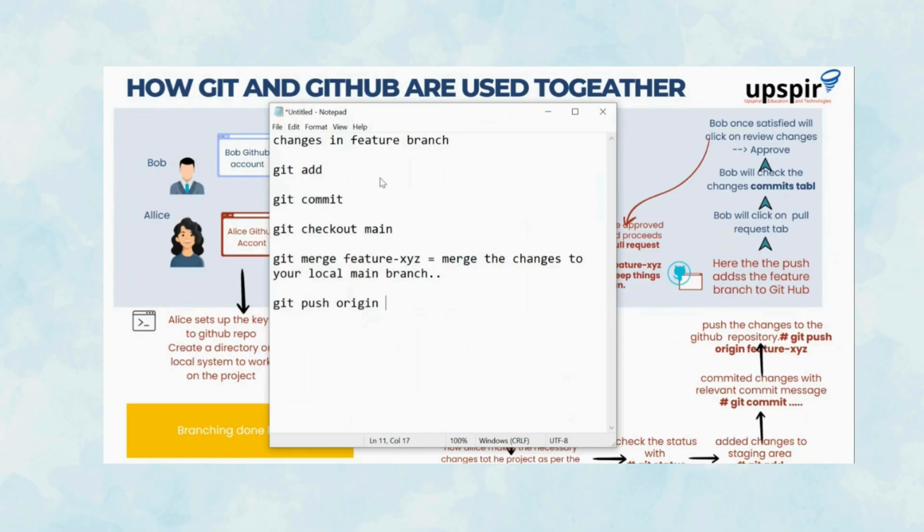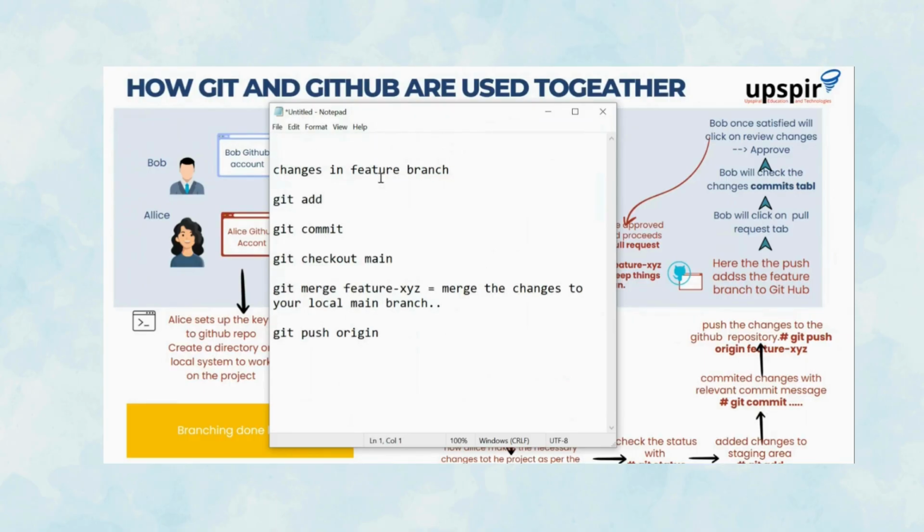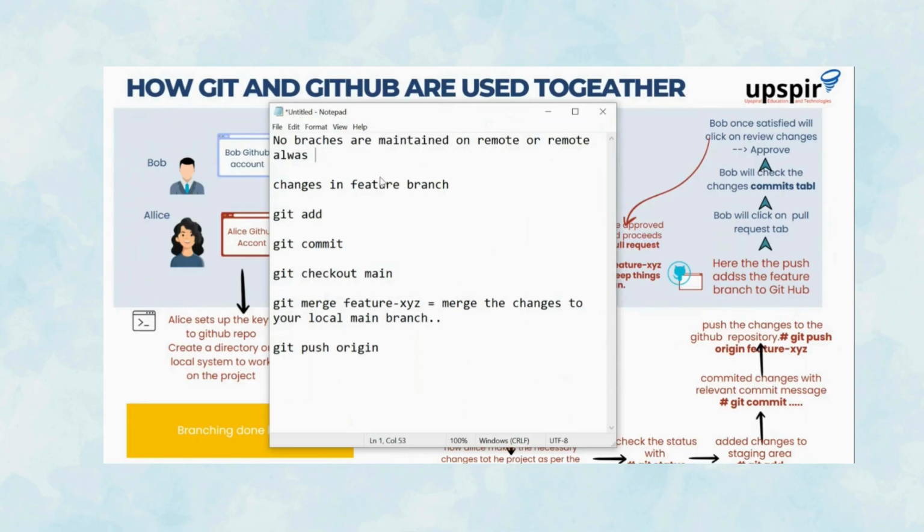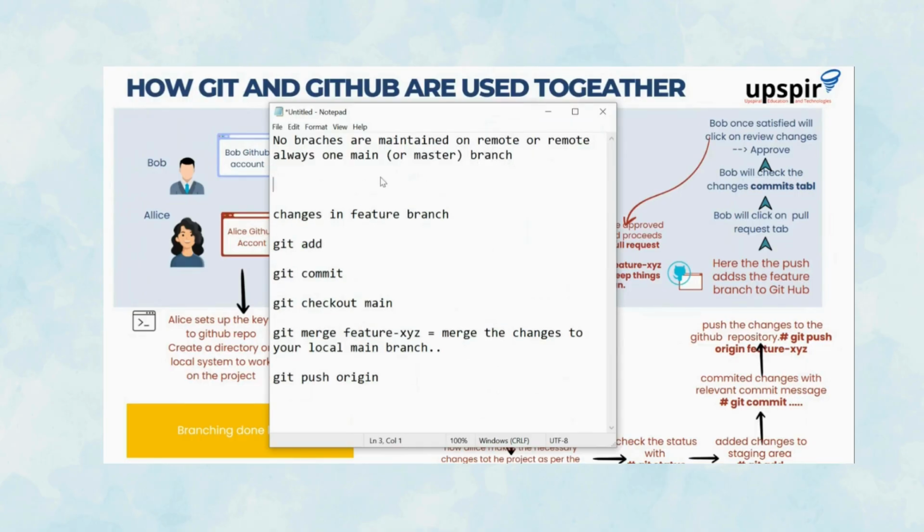That's it. So what will happen is that we are not maintaining any branches on your GitHub. No branches are maintained on remote. Remote always has one main or master branch. So in this case, all the merging is happening locally.